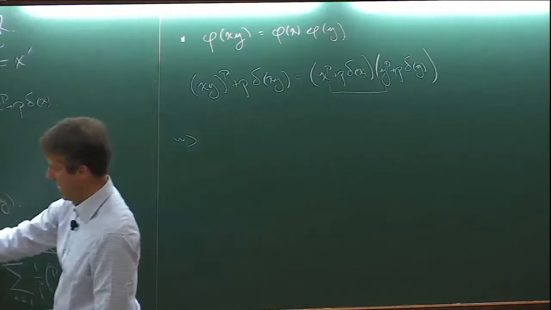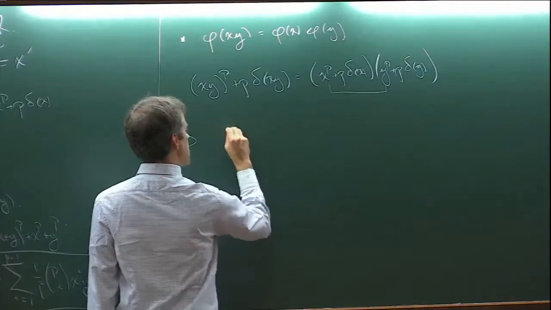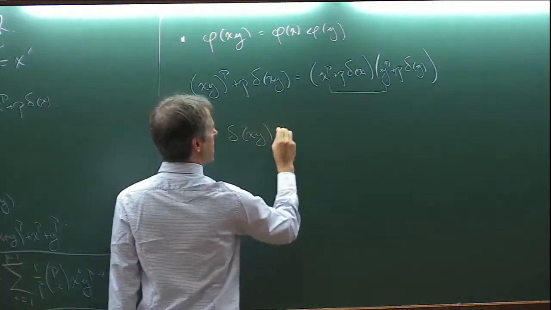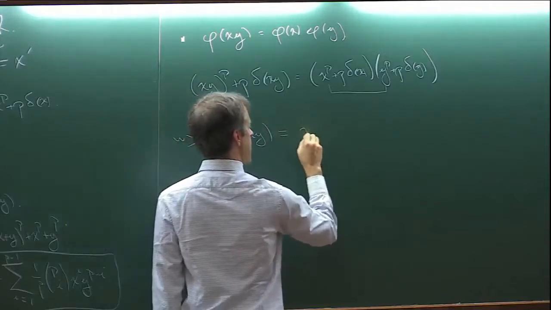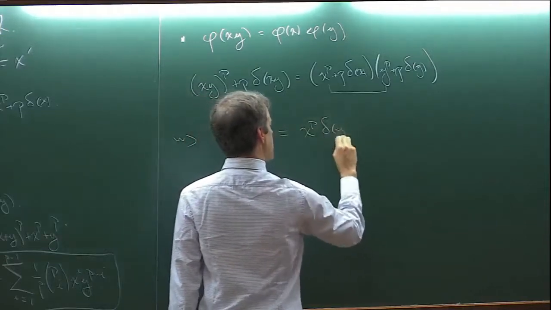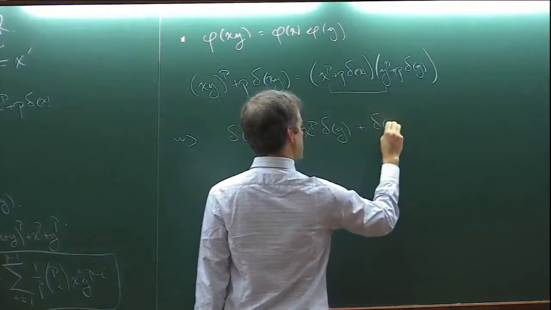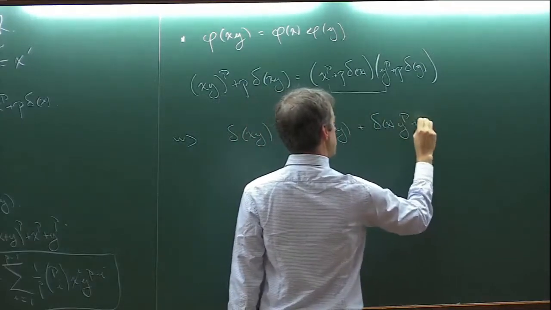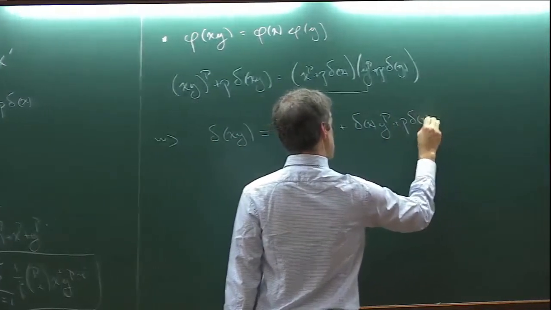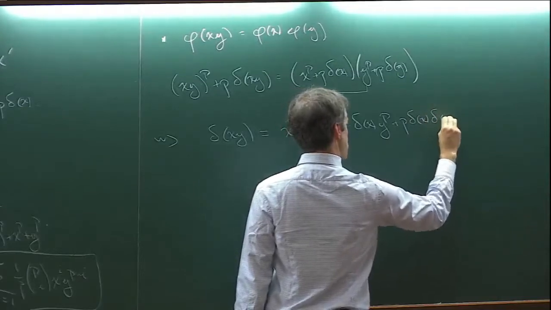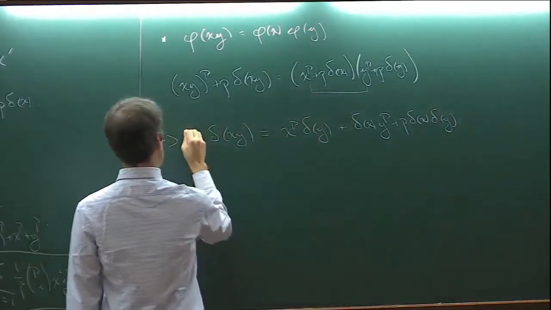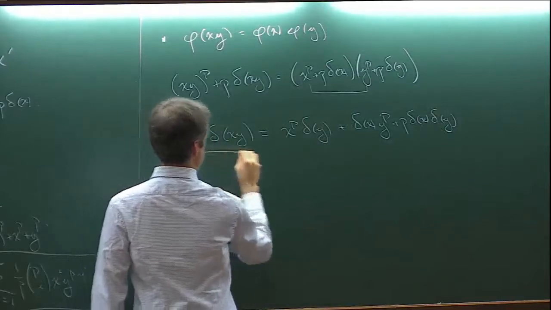We'll play the same game, but I'll do it a little quicker here. And we get delta of xy is x to the p delta of y plus delta of x, y to the p plus p delta of x delta of y. And this is axiom 2.